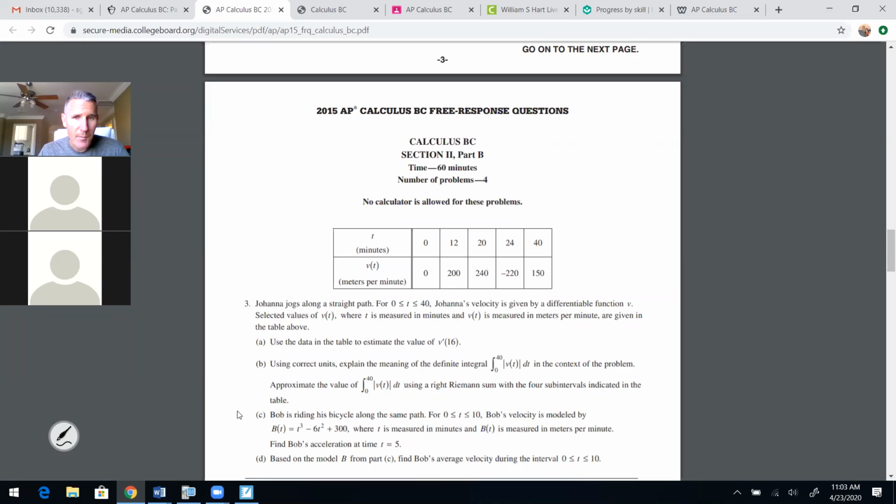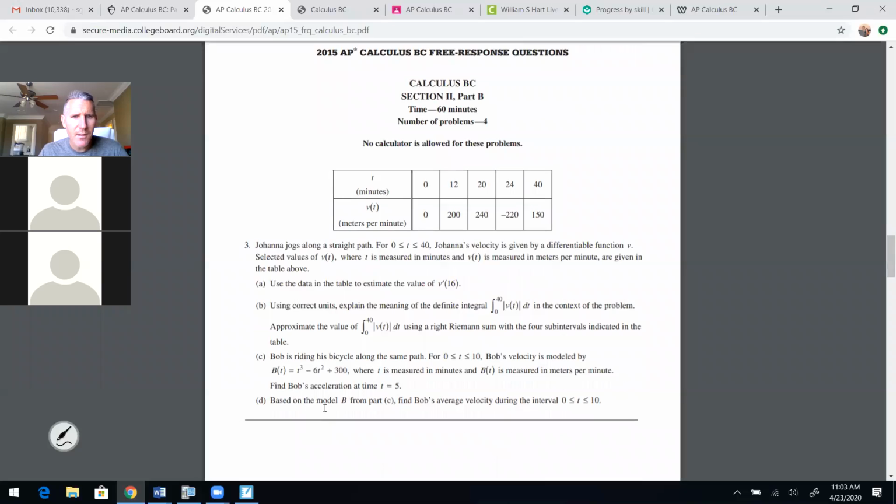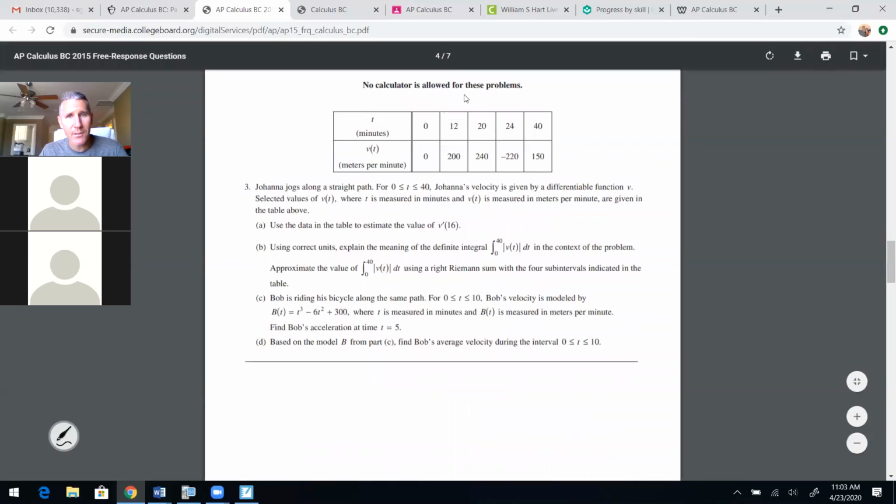And then they talk about Bob right here. Bob is riding his bike along the same path between 0 and 10 minutes, and Bob's velocity is modeled by this. Find Bob's acceleration. Based on the model B from part C, find Bob's average velocity during the interval from 0 to 10. Okay, so we're not even using this table because it's only based on Bob, and they give us the rate at which he is riding.